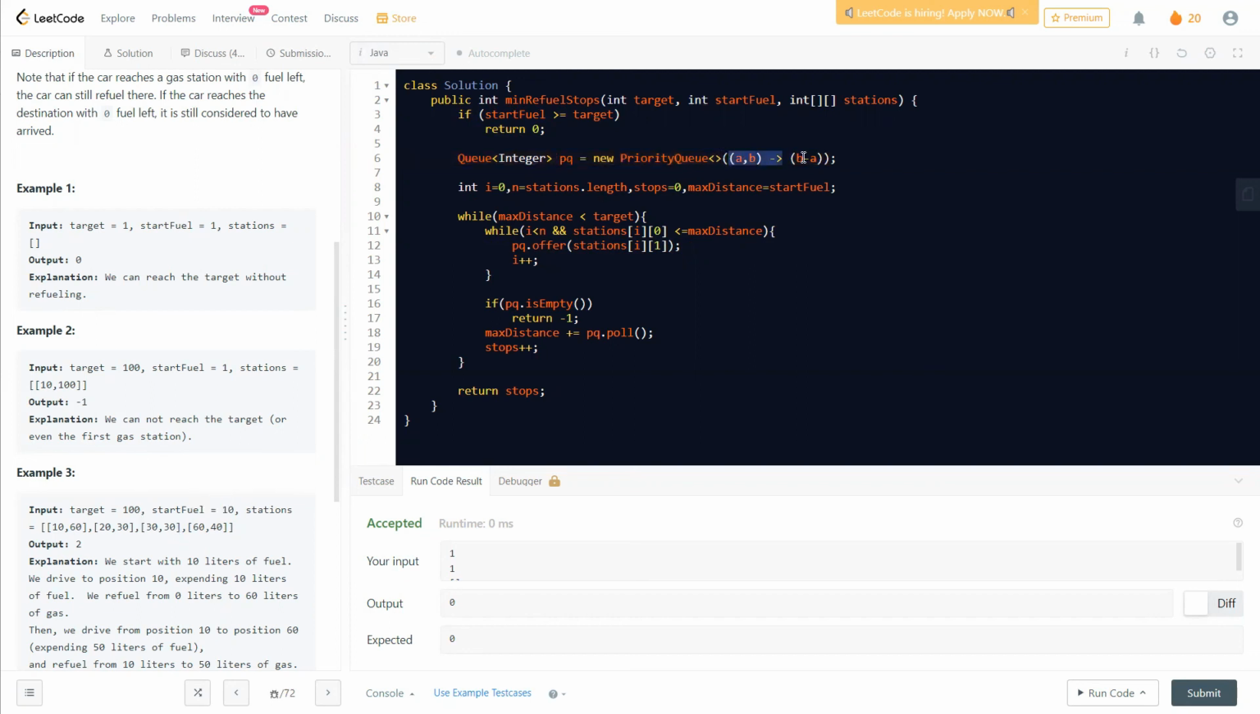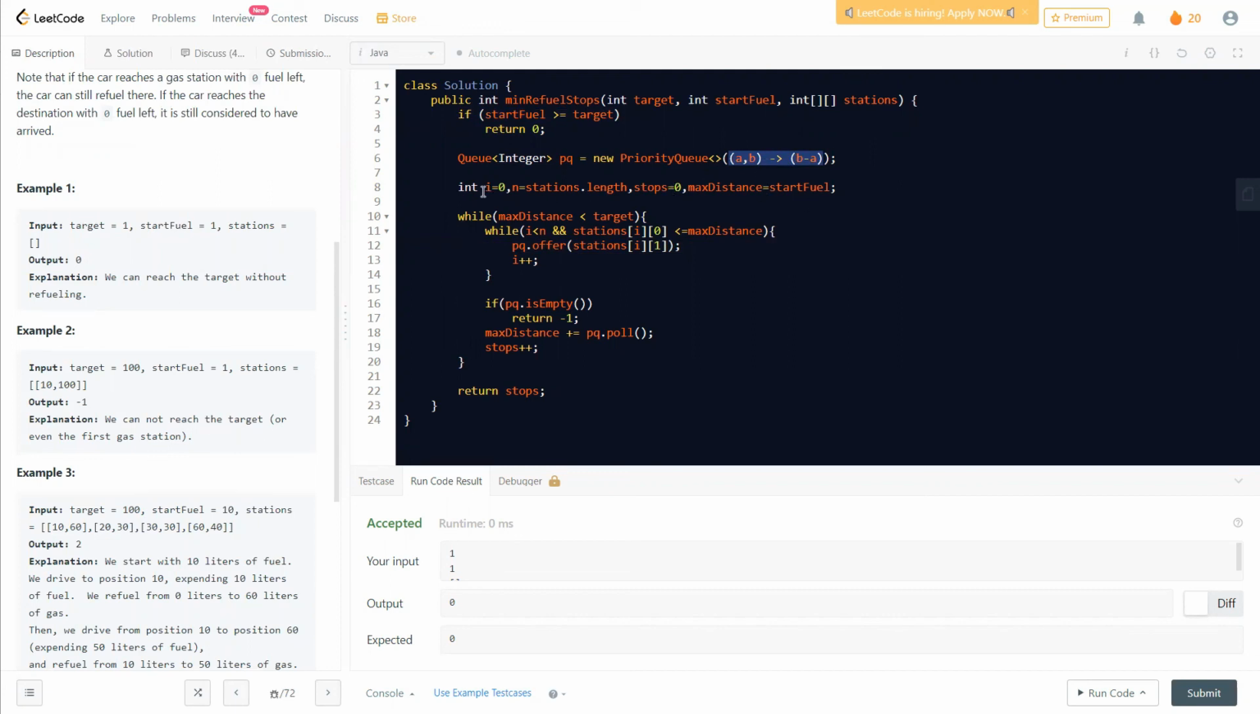And remember, in our last videos I told you many times that whenever we do something like a comma b arrow, then b minus a, whenever I do b minus a, that means we are doing a reverse order. The largest element is at the top, and the smallest element will be at the lowest priority. So that's the priority queue, the max heap, we are creating over here.